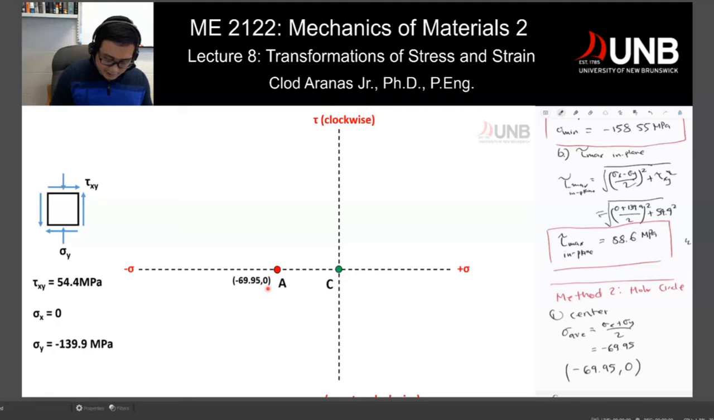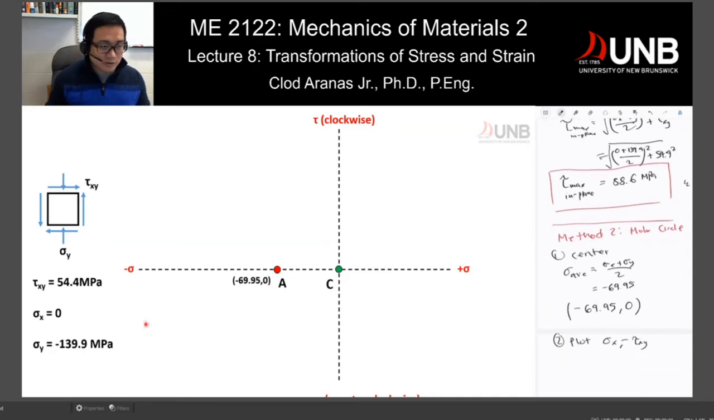Now, second is to plot your point. So plot sigma x, negative tau xy. How can I plot that one? Sigma x is 0, negative tau xy is negative 54. So I'm going to have 0 and negative 54.4. And if I plot that, that would be this point right here.